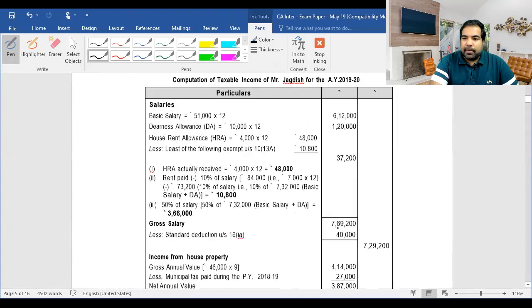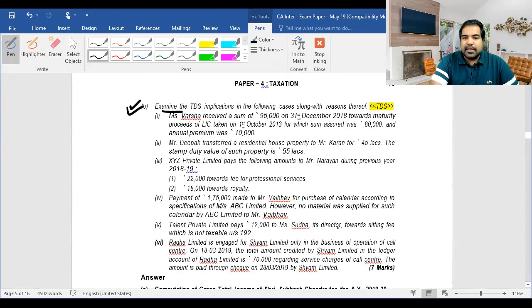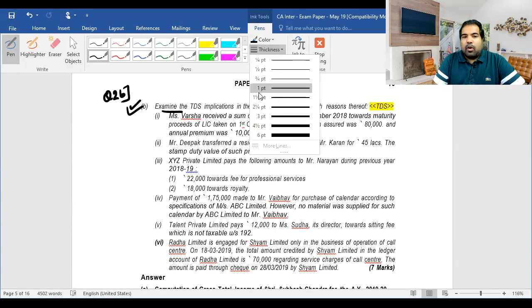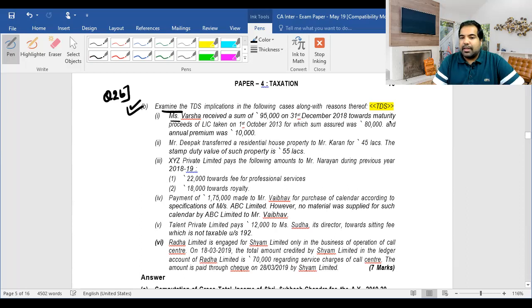Right now, I am in the May 2019 question paper. This is the first question, question number 2B. Watch out and let's do this. Miss Varsha received a sum of 95,000 on 31st December 2018 towards maturity proceeds of LIC taken on 1st October 2013, for which the sum assured was 80,000 and the annual premium was 10,000. Guys, this policy has been taken on or after 1st April 2012, and hence the premium limit is 10%. On 80,000, you could have paid a maximum of 8,000 premium, but since you paid 10,000, the premiums are high and hence it becomes taxable. Now, when you get the amount, there's a section, 194DA, which says that TDS will be at the rate of 5%, but only if the amount is more than 1 lakh. Here the amount is 95,000 and hence no TDS.